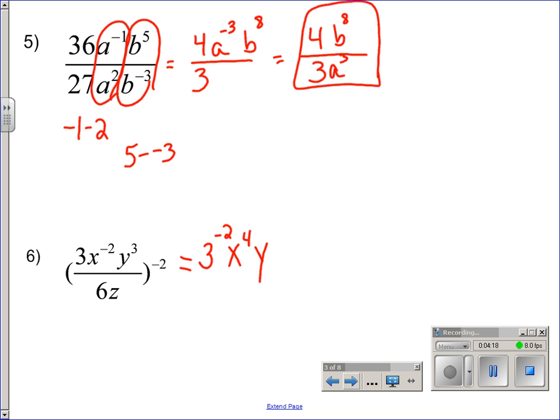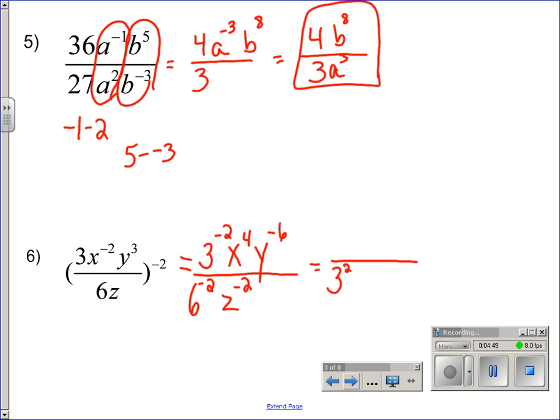3 times negative 2. Negative 6. Over, you still got to do the bottom. So 6 to the negative 2. And then z to the negative 2, because they both have exponents of 1. Now, let's get rid of these negative exponents. 3 to the negative 2. If it's a negative exponent, where are we going to move it? We're going to flip it, so it's going to become at the bottom with a positive exponent.